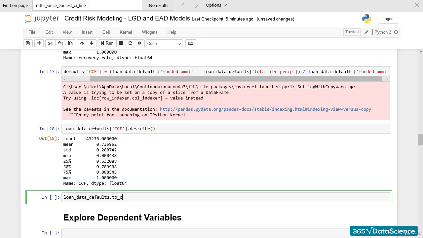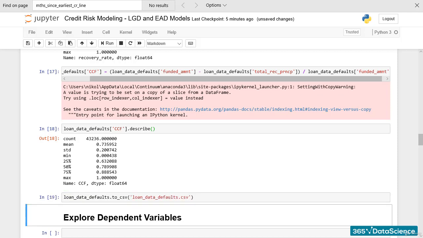Let's export the loan data defaults data frame to a CSV file. In the next lecture, we will discuss the modeling approaches we can use. Thanks for watching.